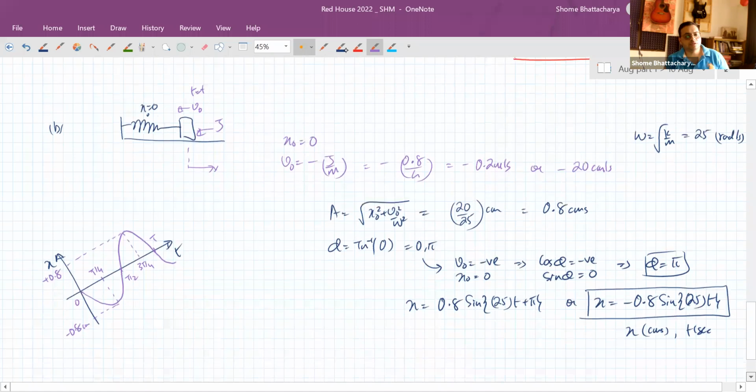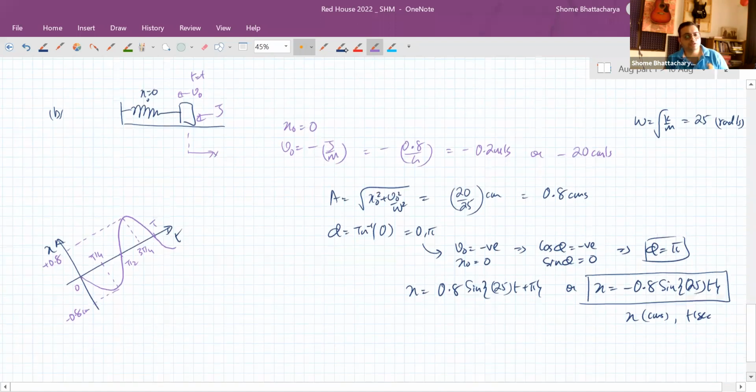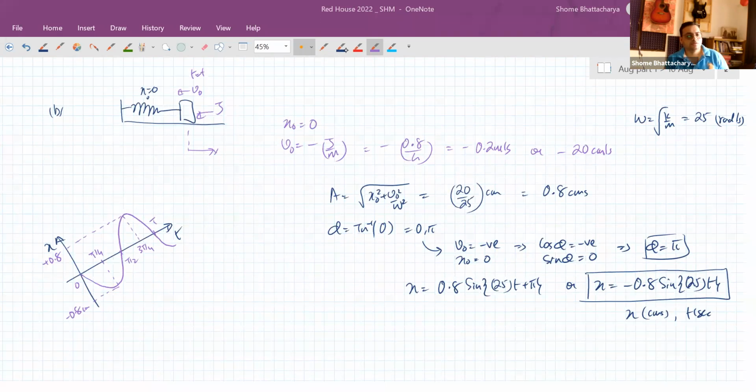So this is how we have to make use of the initial conditions along with the dynamical condition. The dynamical condition was same for both the parts because you're not changing the physical properties of the system, that is the spring constant and the mass.